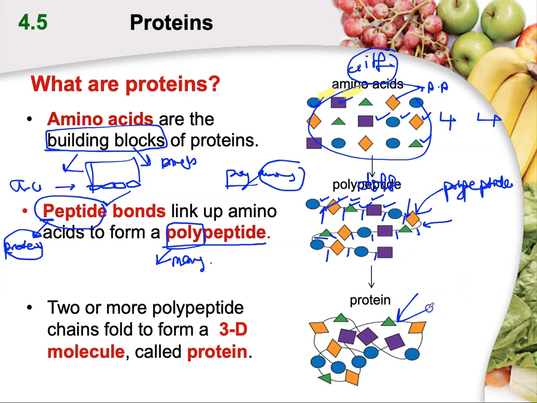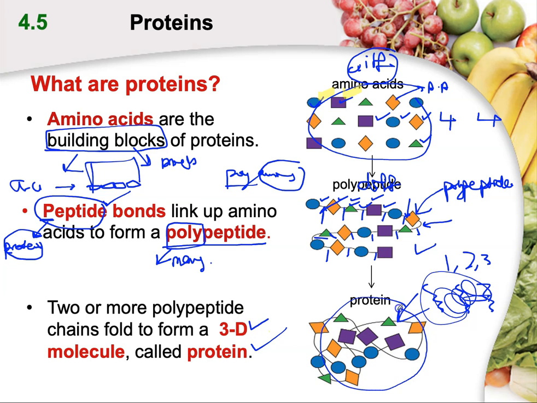You can look at this molecule over here when there's more than one polypeptide chain. So if you have 1, you have 2, if you have 3, so 1 polypeptide chain, 2 polypeptide chains, 3 polypeptide chains. If you join them all together, then you will get a protein molecule. And the protein molecule is a 3D shape, so it looks like a ball. You can see over here, it looks like a ball of wire, right?